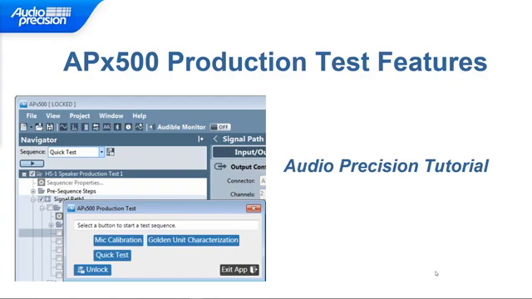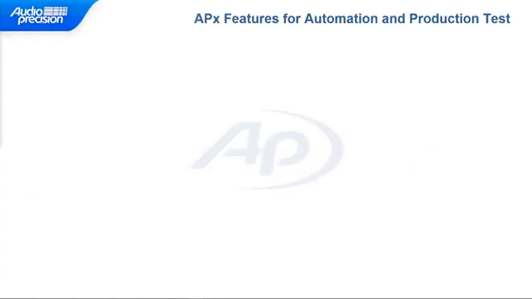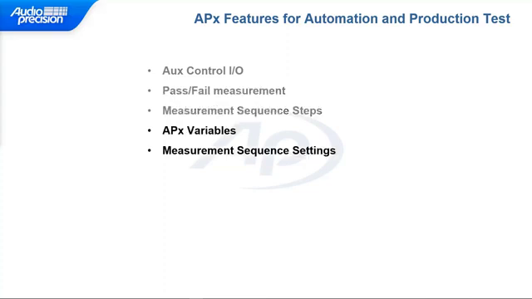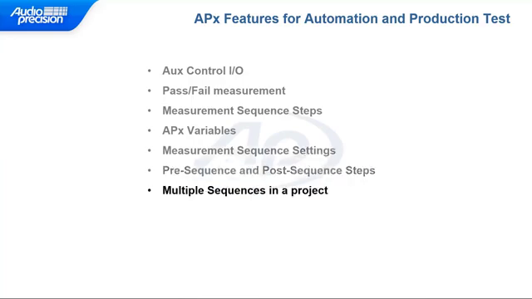The automation and production test features we'll cover in this video include aux control input and output, the pass-fail measurement, measurement sequence steps, APX variables, measurement sequence settings, pre-sequence and post-sequence steps, multiple sequences in a project, production test mode, and finally, we'll do a demonstration.